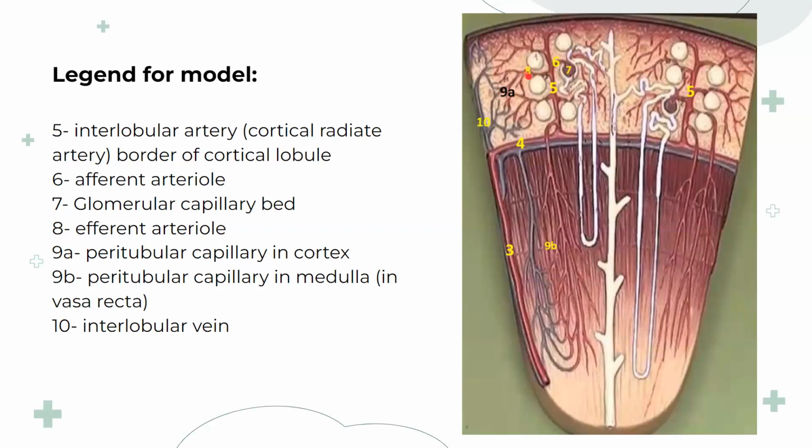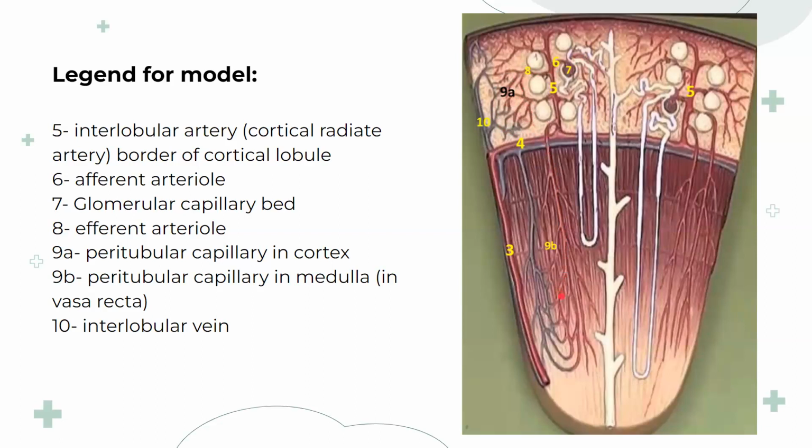The efferent arteriole, I think I've mentioned this before, will form the peritubular capillaries. These are the capillaries that are responsible for the nutrition of the nephron itself, the cells of the nephron. There's only exchange of nutrients to the cells. The function of these capillaries is to keep the nephron cells alive.